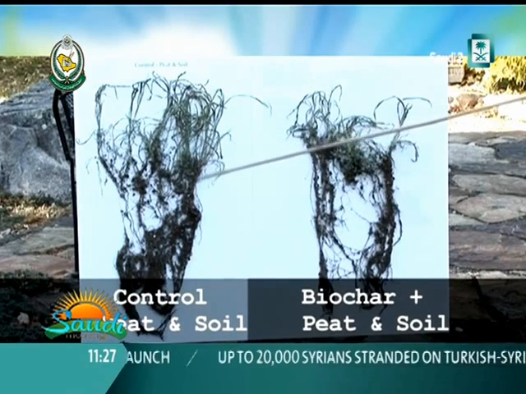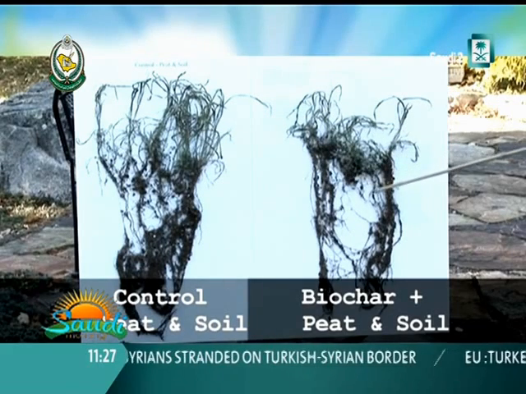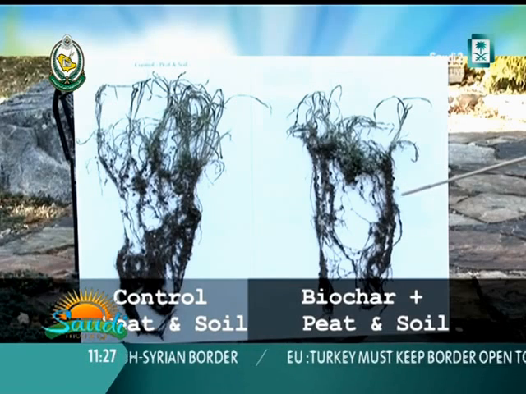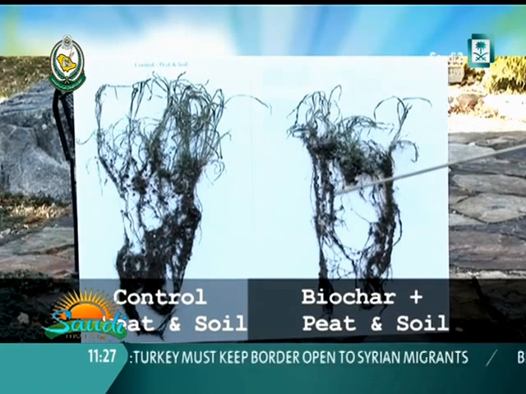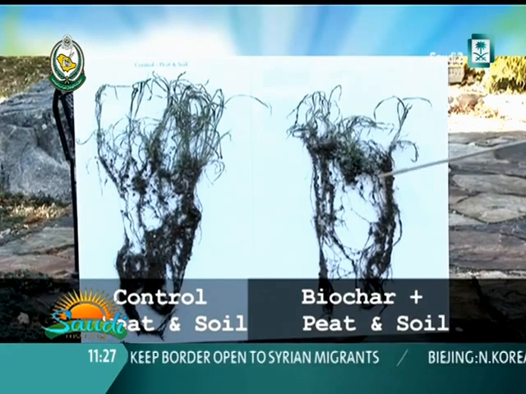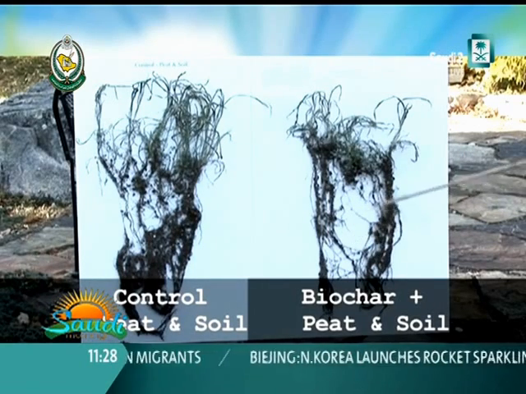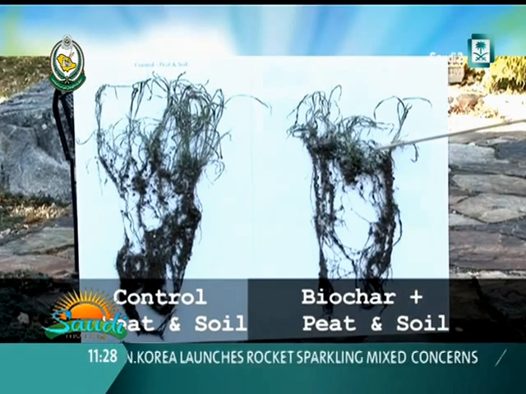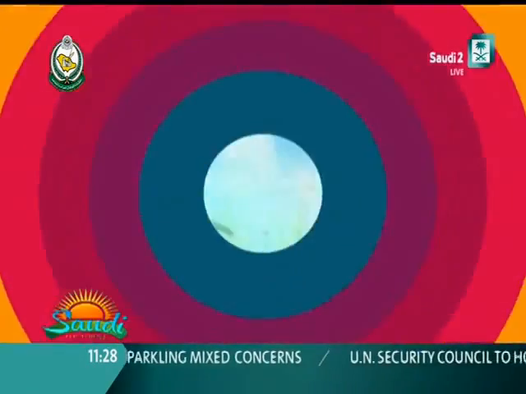On the left here is the control, which is peat and soil container mix, and on the right we have added 25% biochar into the peat and the soil. What we see here, and we have seen this often before, is that the roots are significantly thinned out. In fact, the plants have avoided the biochar to some extent in the container mix, and the top of the plants is significantly less growth as compared to the control on this side.